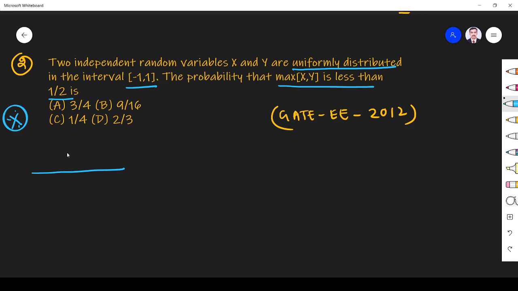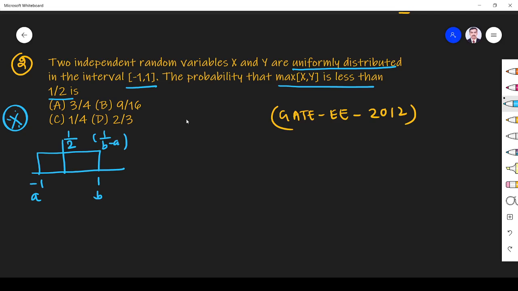We know for a uniformly distributed random variable, the PDF will be like this, where it is distributed from -1 to +1. This is -1, this is +1, so it is A, it is B. The height is 1 by B minus A in general form. So B is 1, A is -1, so it is 1 by 2. This is the PDF. So we got the distribution.